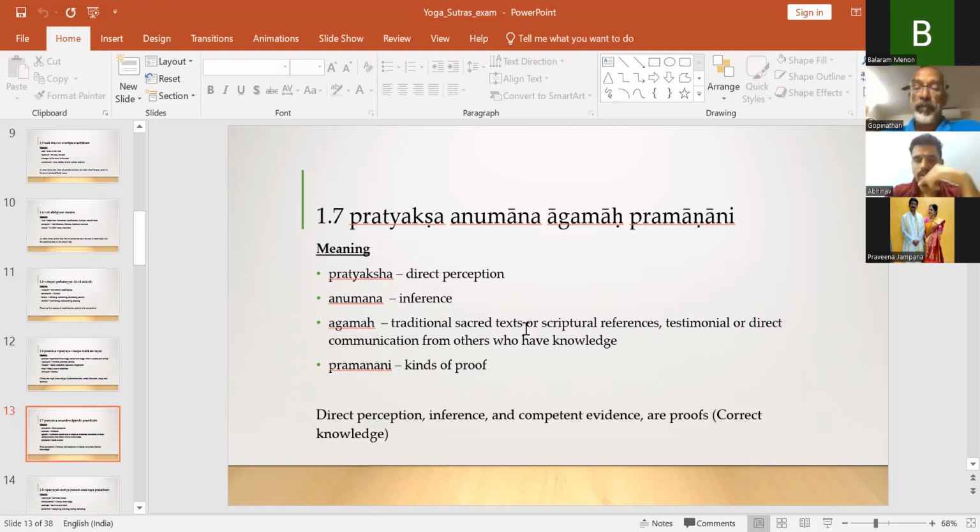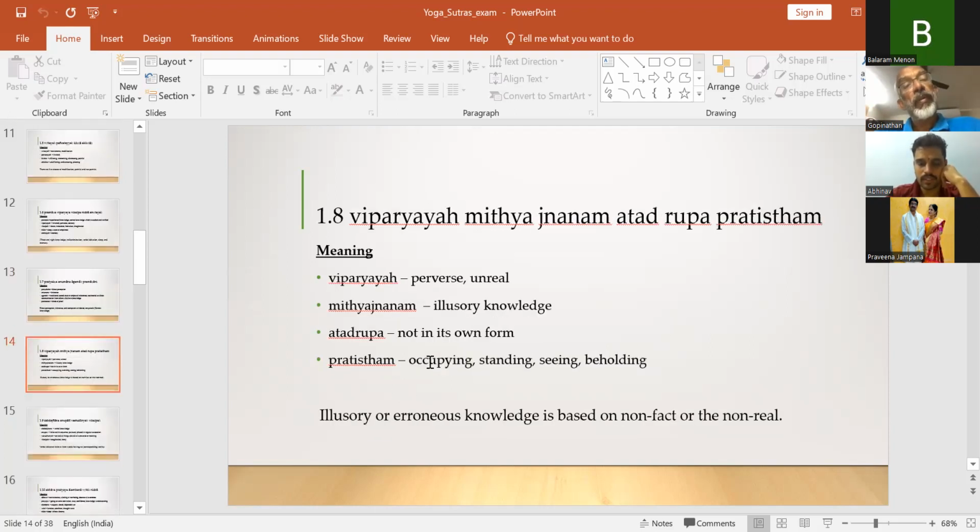On a rainy day, we go to the top of the building and say, okay, yesterday night there was rain. How can we say that? By seeing the floor is wet. Similarly, you can see smoke from a long distance on a hilltop, and we say that there is a fire. By seeing something, we are drawing a conclusion. Without fire, there is no smoke. Without rain, the floor will not get wet. Agama means all the traditional texts we can take as reference. So this is pratyaksha, anumana, agamaha pramanani.